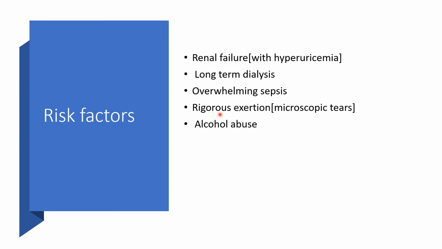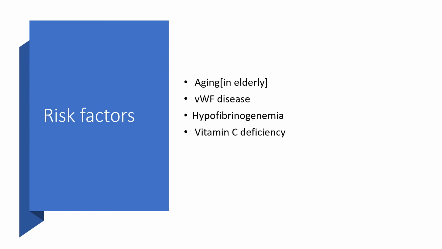Rigorous exertion can lead to microscopic tears, and some bruises could be found. Alcohol abuse, because that could lead to vomiting, hematemesis, like that. Still on risk factors, aging, particularly in the elderly, but be sure that it is not adult abuse before just thinking it's aging, okay?